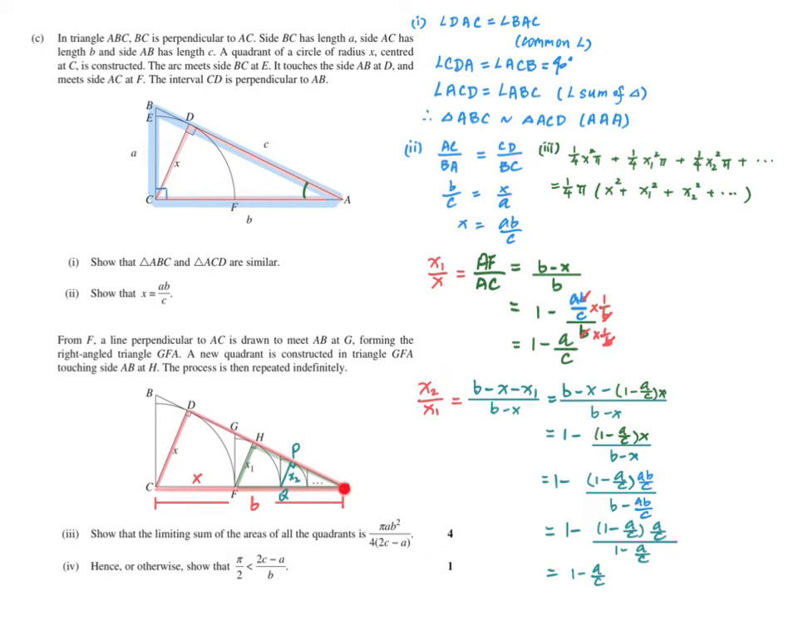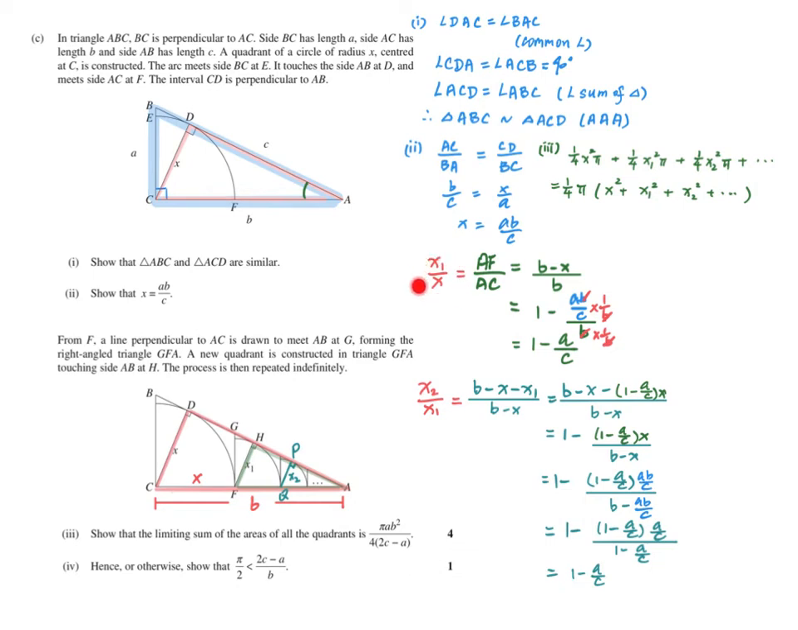These triangles APQ and AHF, they are similar. Therefore, the ratio of x2 to x1 should be equal to the ratio of AQ over AF. AQ should be equal to B minus X minus FQ, and FQ should be equal to X1. Therefore, the ratio we have here, X2 over X1, should be equal to AQ, B minus X1, over AF, which is B minus X.